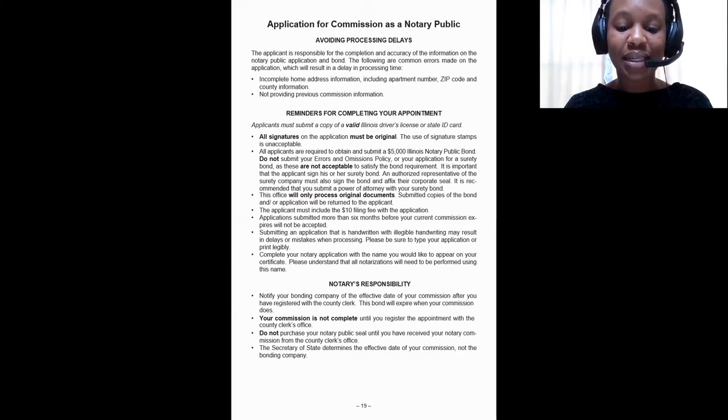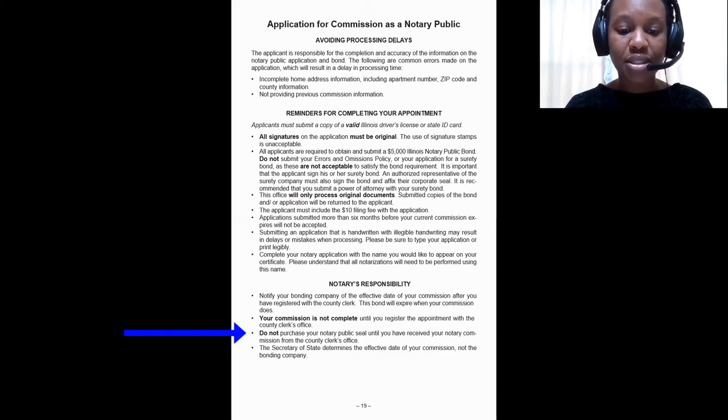Notary's responsibility. Okay, ending page 19, we're going to talk over some things that are our responsibility. Notify your bonding company of the effective date of your commission after you have registered with the county clerk. This bond will expire when your commission does. Your commission is not complete until you register your appointment with the county clerk's office.